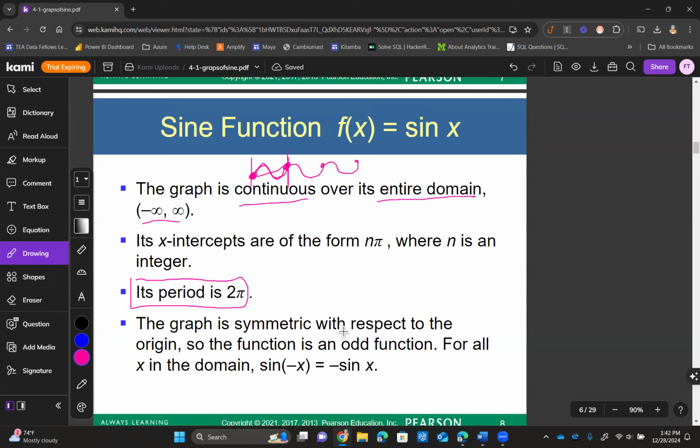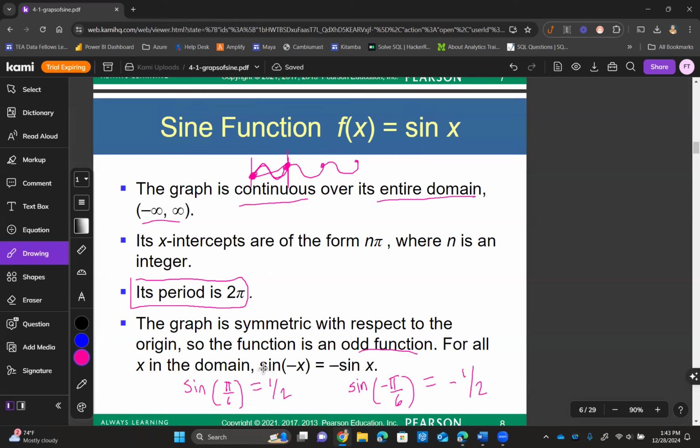And the graph is symmetric with respect to the origin. So the function is an odd function. This is a very important piece of information. Sine is an odd function, which means that if sine of pi over 6, sine of 30, is equal to 1/2, then odd function means if somebody asks me sine of negative pi over 6, so that when the angle changes from positive value to negative value, I'm going to still get the same answer, but it will take a negative in front of it.